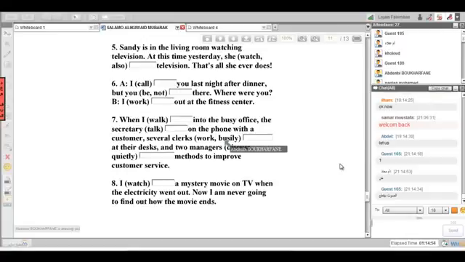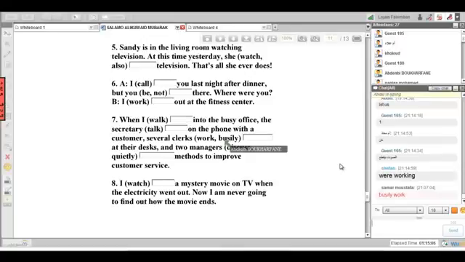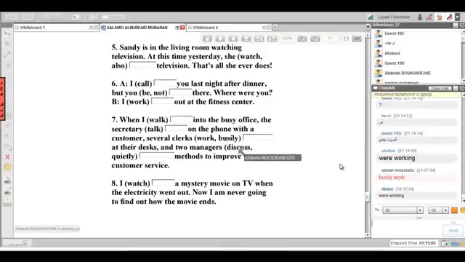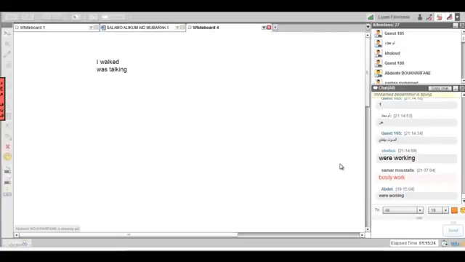I, the verb to watch, a mystery movie on TV when the electricity went out. Now, I'm never going to find out how the movie ends. What is the answer? I was watching. This is it. I was watching a mystery. Yes, Walid.